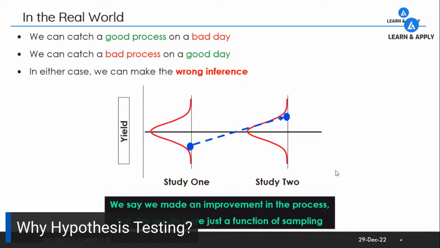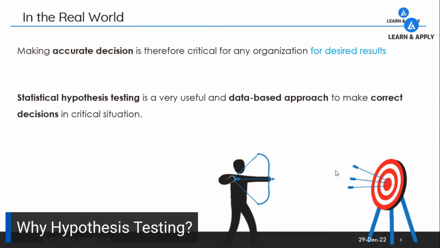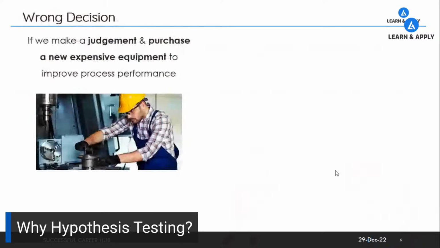We say we made an improvement in the process sometimes, but the result is just a function of sampling. But how can we say whether it is not a function of sampling and our decision is correct? For that purpose, we need to use hypothesis testing. Let's take another example. Making accurate decisions is very critical for any organization, and it is important to have a great success rate and the desired results. Statistical hypothesis testing is a very useful, data-based approach to make correct decisions in critical situations.